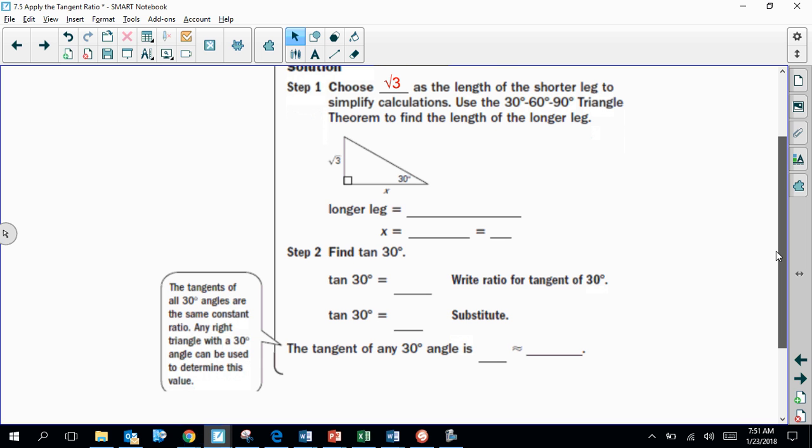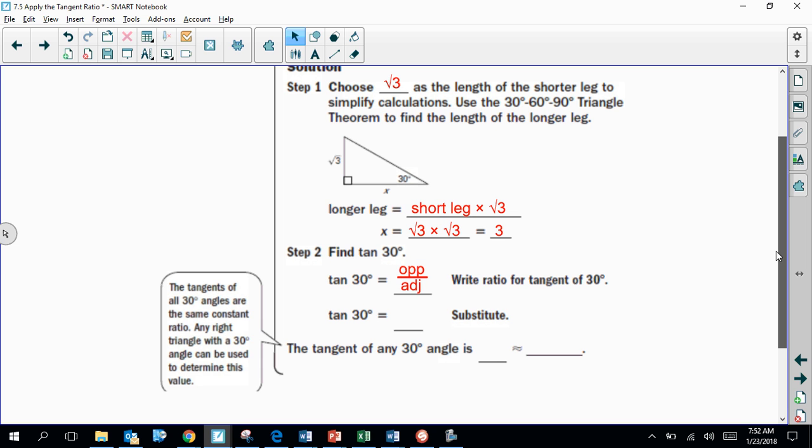Now we can use our rules for 30, 60, 90 triangles to justify what this is going to be, and that's how it's set up. Remember, the rule for 30, 60, 90 triangles is that the long leg is equal to the short leg multiplied by the square root of 3. So the long leg is x, the short leg is the square root of 3, and we multiply it by the square root of 3 from the rule, and that simplifies to be the number 3. Now will we get the same thing when we substitute our values?